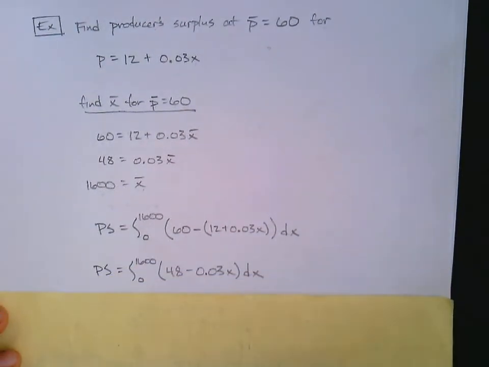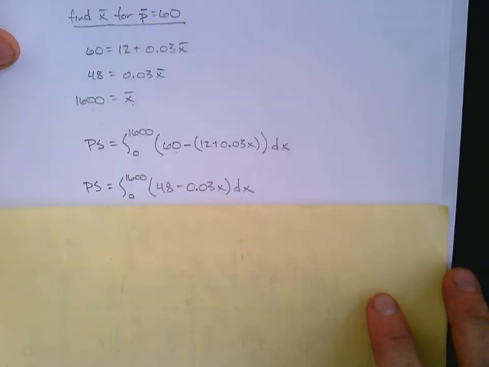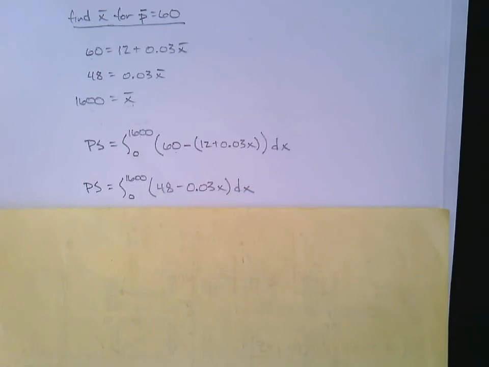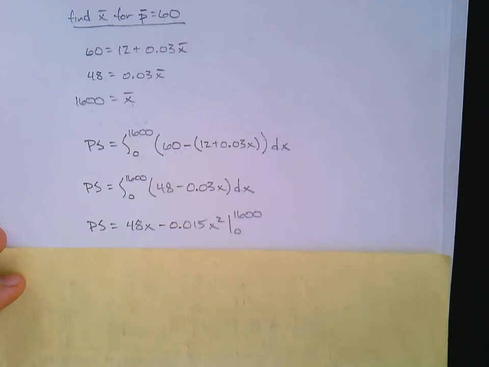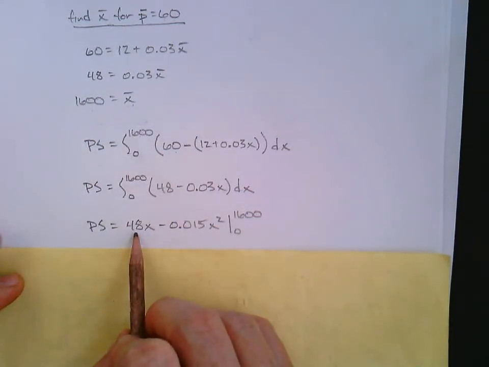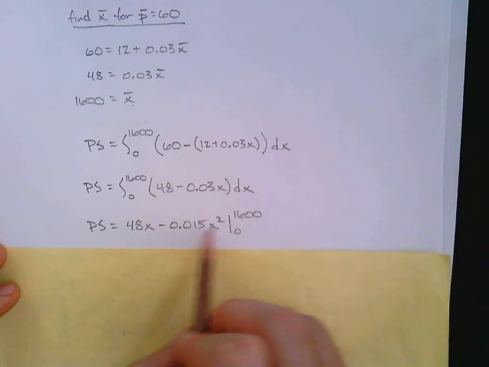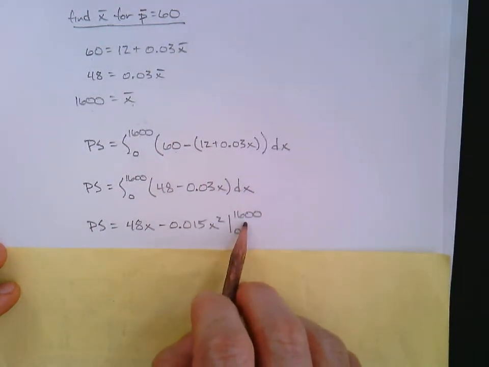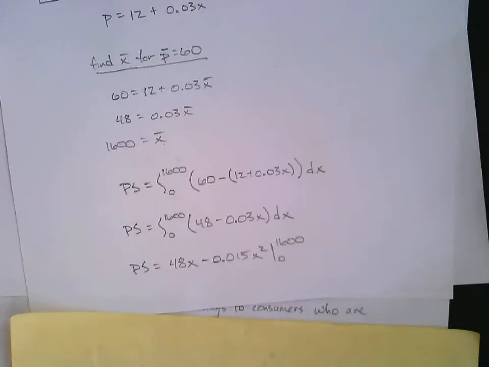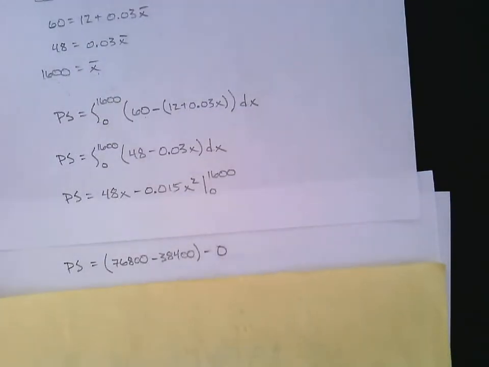So when we simplify here, 60 minus 12 is 48, minus 0.03x. Now we've cleaned it up pretty nice. Let's go ahead and take an antiderivative. That's 48x, and here we divide by 2, so 0.015x squared, going from 0 to 1600. And I think we're going to finish it right over here.